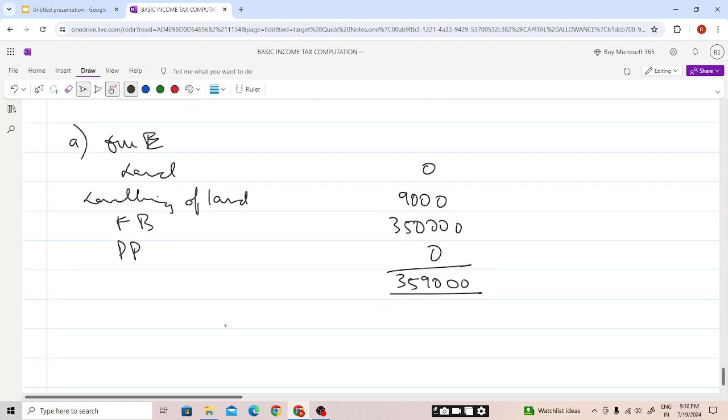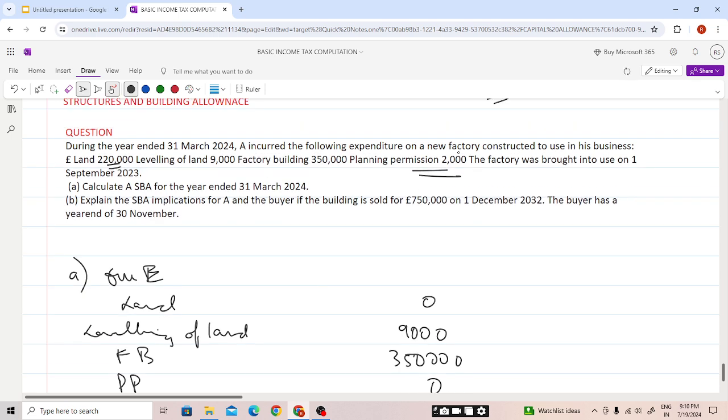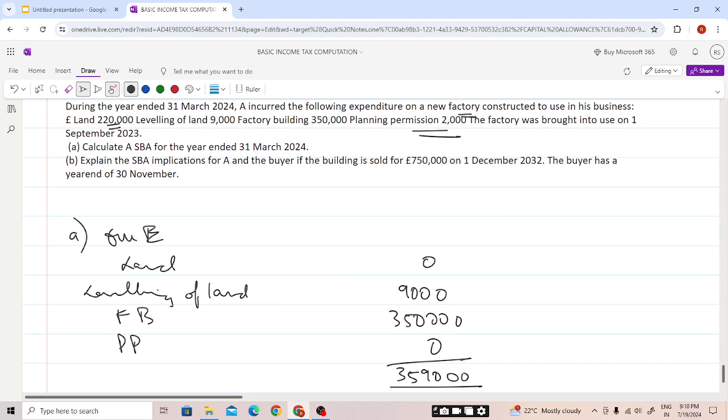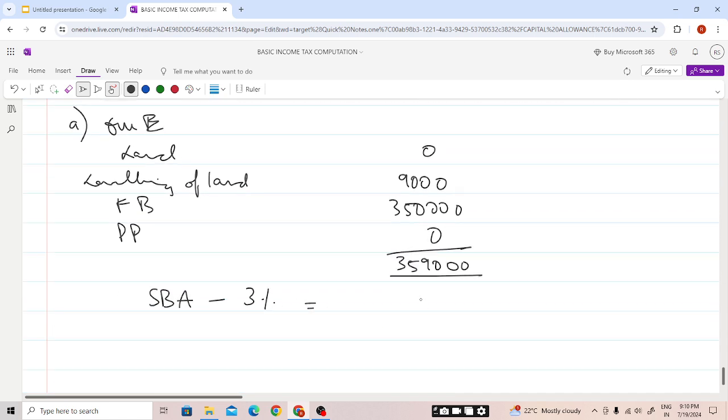So the structure and building allowance will be available at 3% to students, as it is a factory that is newly constructed. The asset was brought into use on 1st September, so October, November, December, January, February, March, for 7 months only. As the date here is relevant, students. In a previous computation the date was not relevant, but here the date is relevant. So the structure and building allowance will be 6,283 pounds. I hope this is clear.